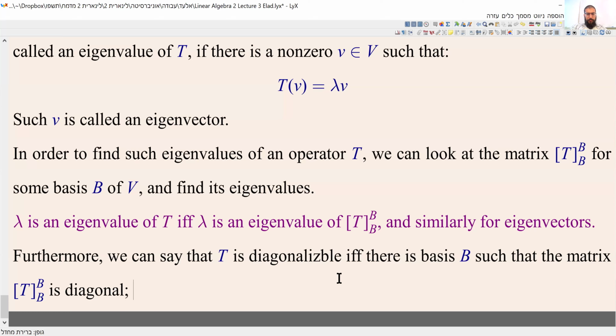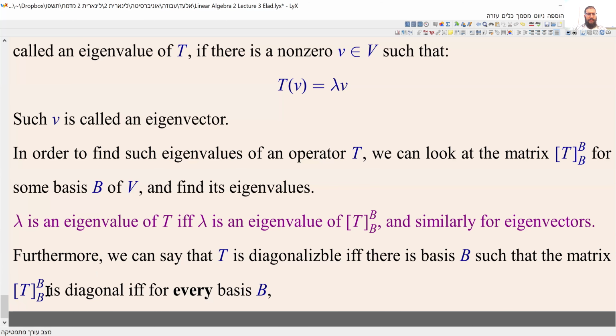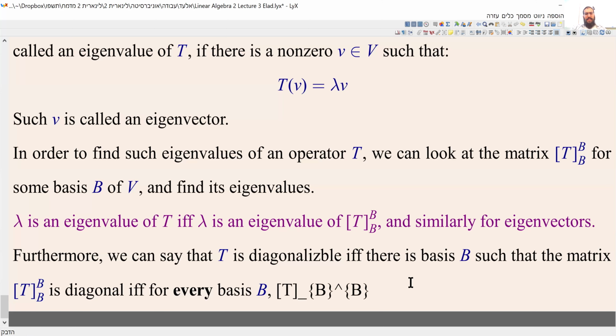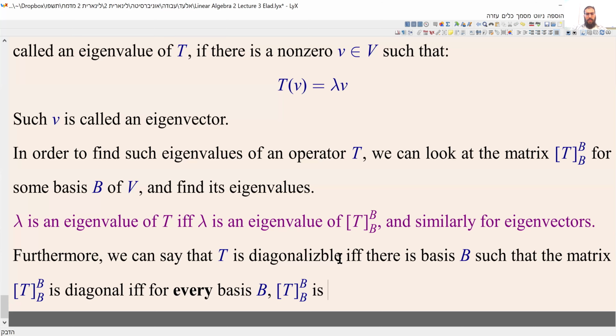And it is true if and only if for every basis B, T from B to B is not diagonal itself, but it is diagonalizable.